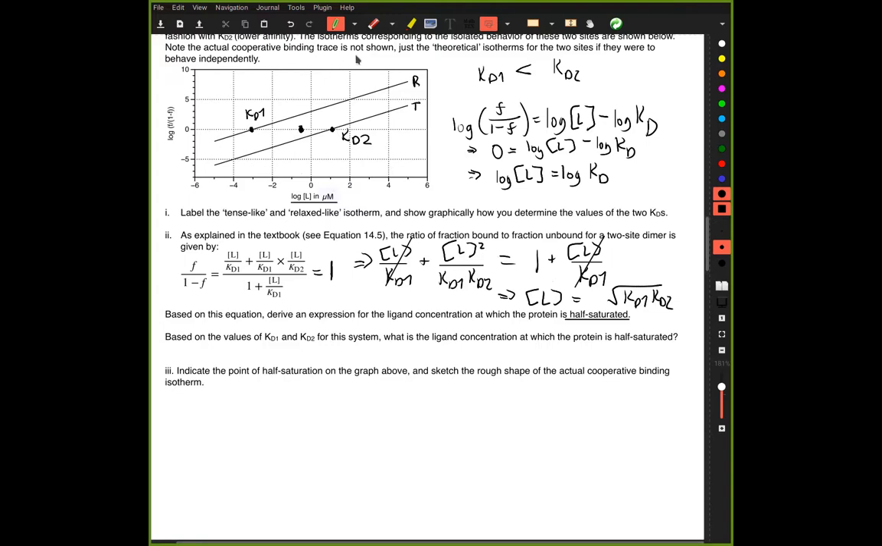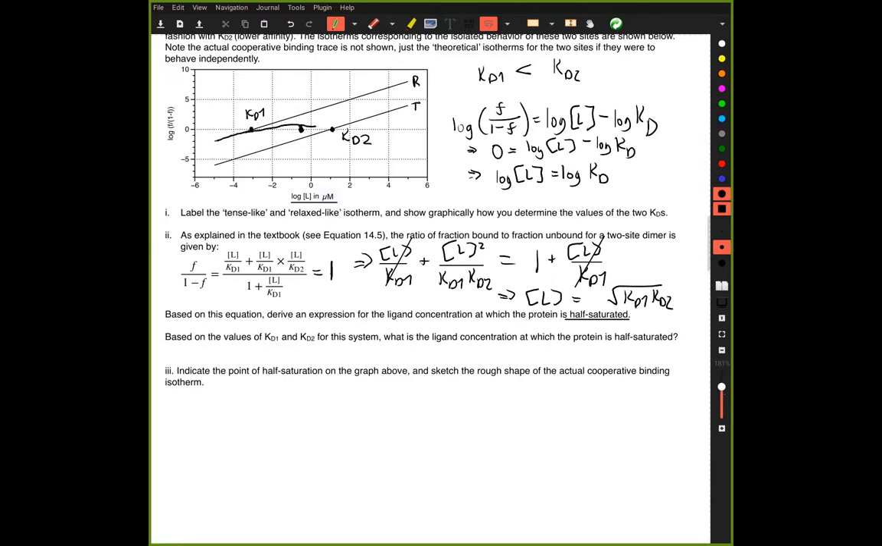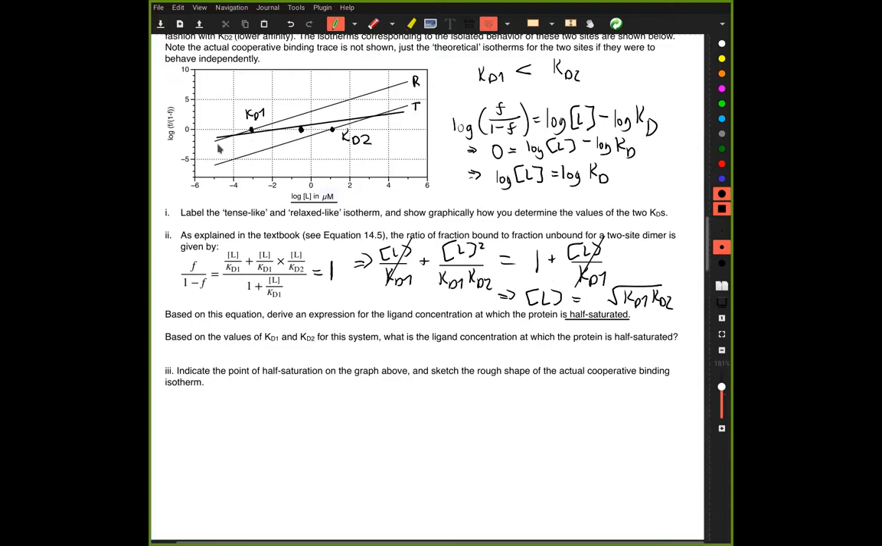We know that since the isotherm displays negative cooperativity, the curve starts here and should look roughly like that. Where it starts off following the slope of this line, and then curves over to this line, passing through the half saturation point. And that should be all for this question. Are there any questions?